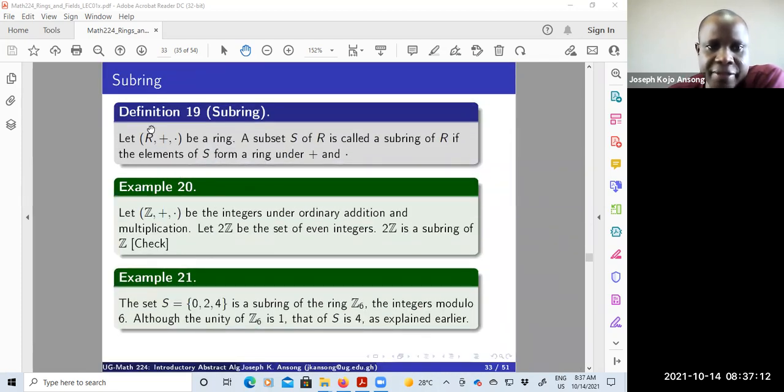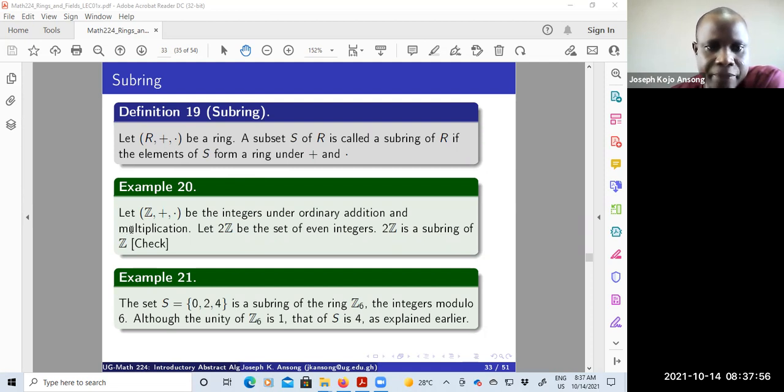So a subring: given a set R here, which is a ring. When I say a set R, of course, I'm talking about a set together with operations of addition and multiplication. So given a ring R, a subset S of R is called a subring if the elements of S also form a ring under addition and multiplication. So S has to be a subset and the elements must form a ring with regards to the same operations as in R. This is very similar to the definition for subgroups, where you have a subset of a set, and the elements must form a group, and you call it a subgroup. So it's very similar.